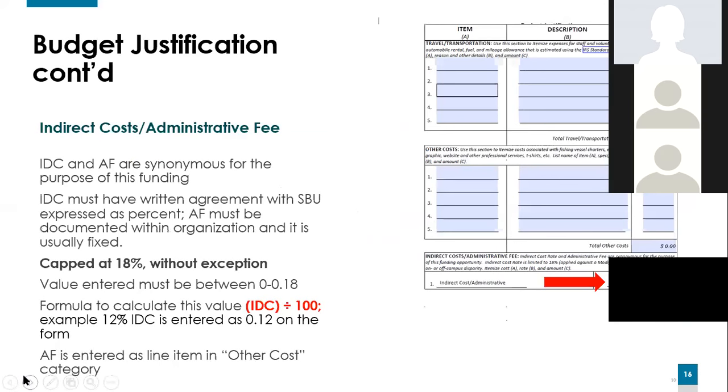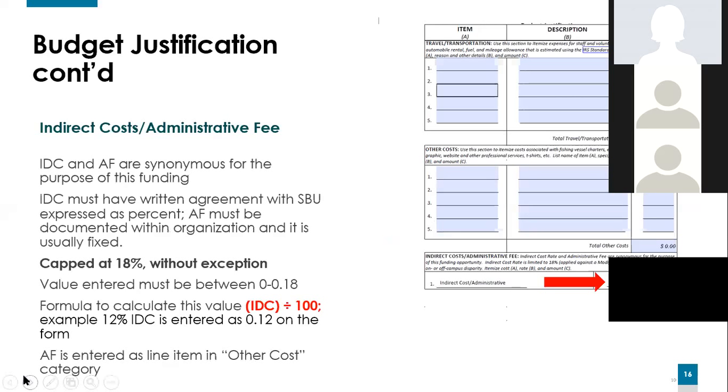Still on the justification, one thing that I would like to point out is, and I don't know how many of us this is applicable for, but in some organizations, there is this expense that's referred to as indirect costs or administrative fee. IDC and NAF are the acronyms we use. For the purpose of this grant, these terms are synonymous. However, they are not the same. They do have different meanings.